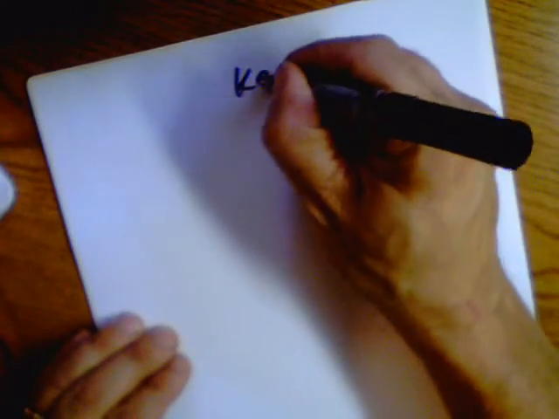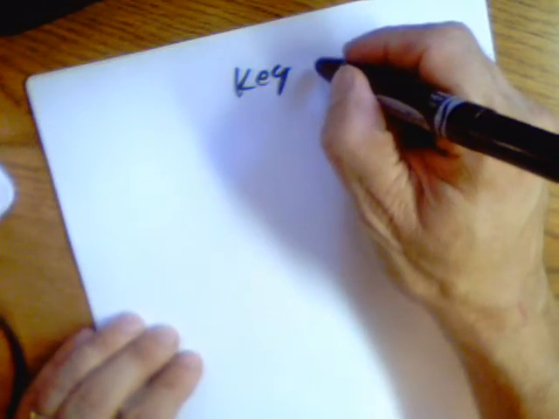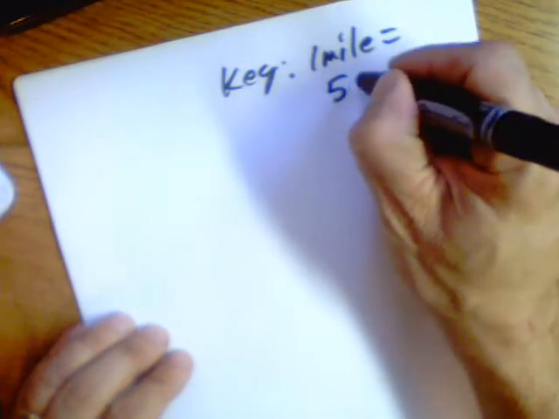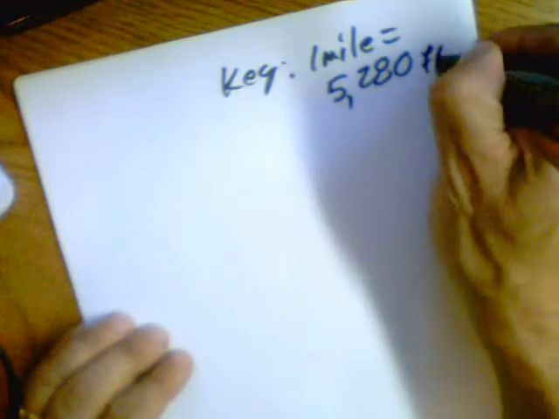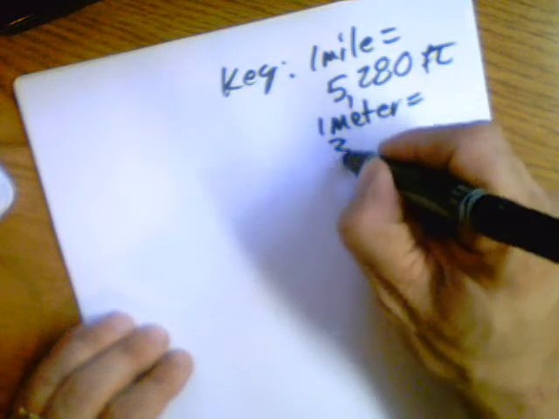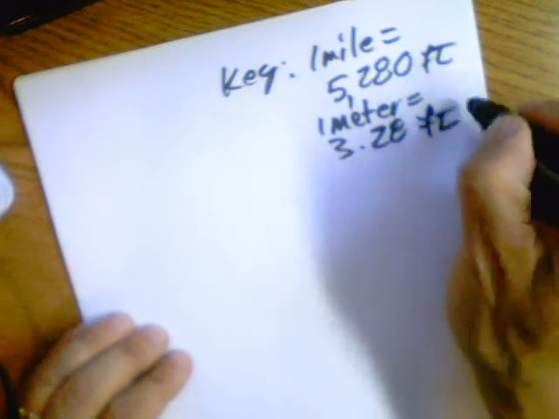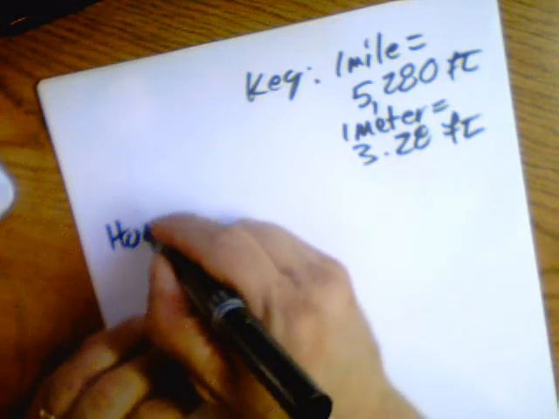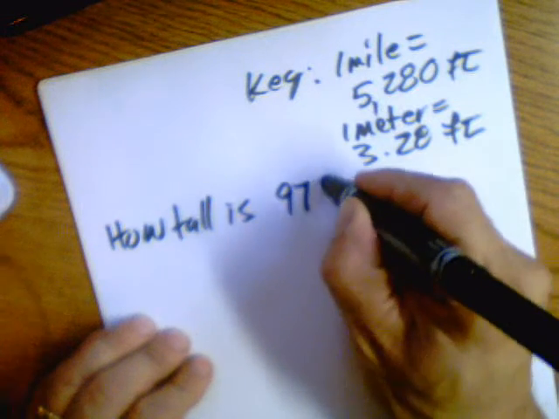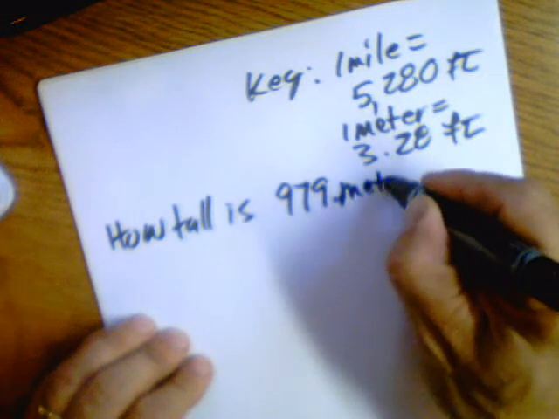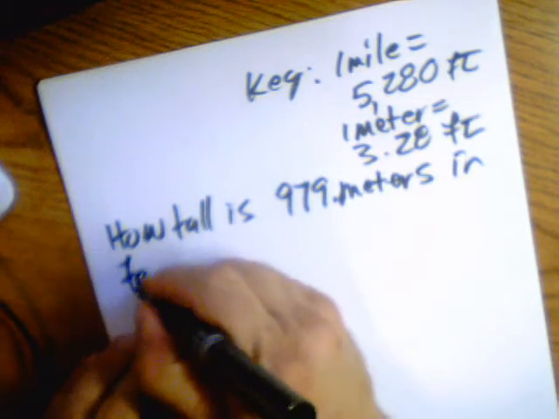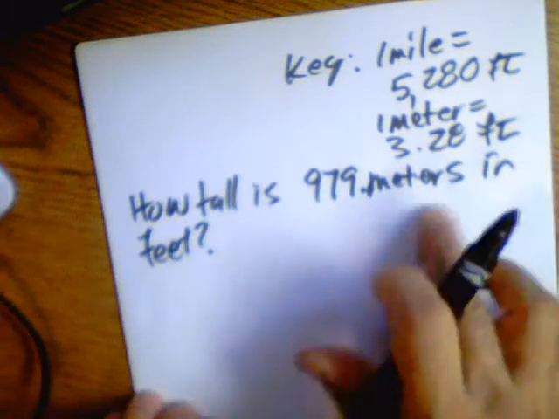Given this information, typically it would be given to you: 1 mile is 5,280 feet. 1 meter is 3.28 feet. So how tall is 979 meters in feet?